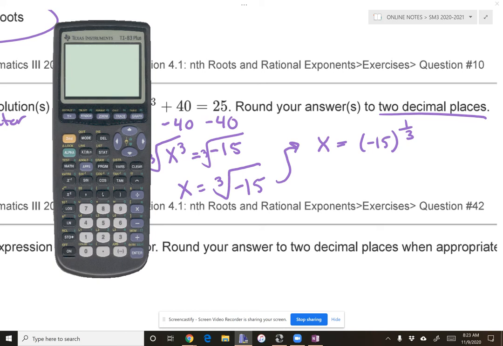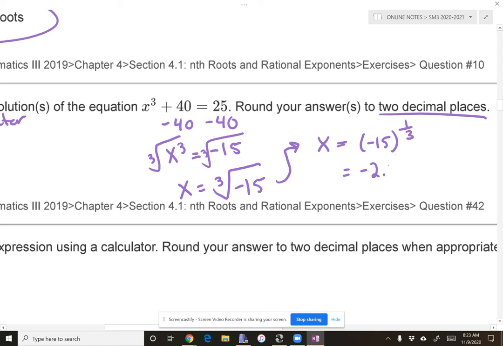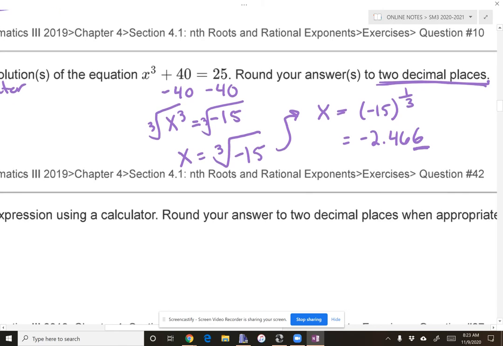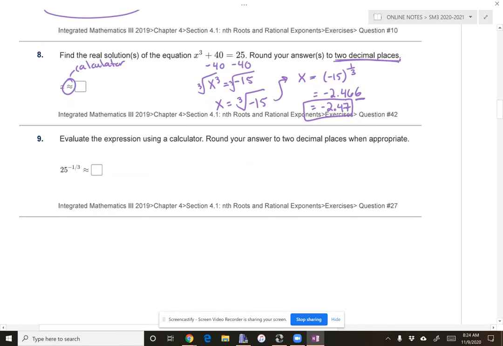So I get, in parentheses, negative 15, and I'm going to raise it to the 1/3, and I get negative 2.466. So it goes negative 2.466, but it says 2 decimal places. So I look at the third, and since it's higher than 5, I'm going to round up. So my answer is negative 2.47. Okay? All right. Same with this one.